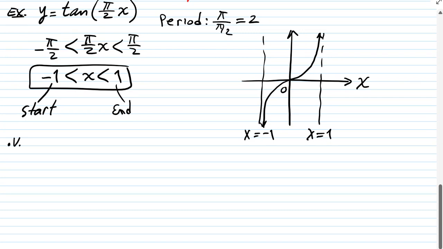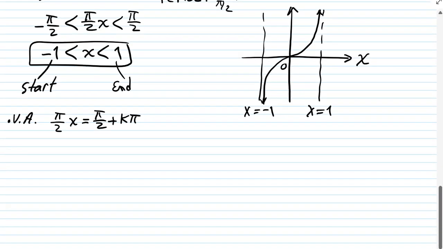Let's do the vertical asymptotes. Okay, so remember, the vertical asymptotes are zeros of cosine, right? Because tangent is sine over cosine. So what I'm going to do is set pi over 2x, the argument of tangent, equal to the place where cosine is 0, pi over 2 plus k pi. All right, and this will give me all the vertical asymptotes. Now, to isolate x, multiply everything by 2 over pi on both sides. So we get 1 plus k pi times 2 over pi, which is just 2k.